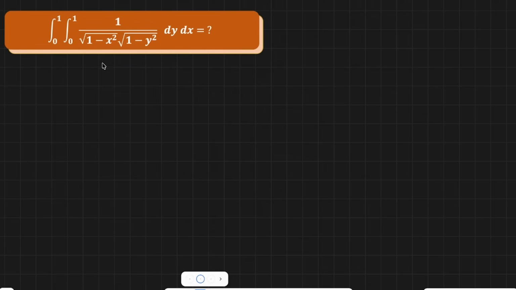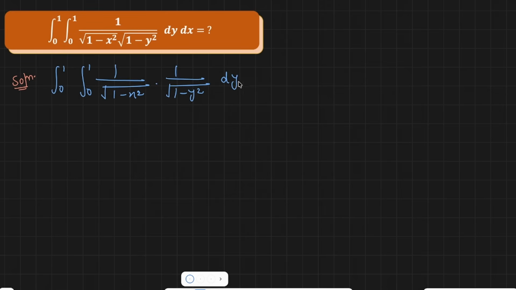Next question. This is the same kind of question, in which, see, it is looking like it is hard. Okay, so whenever you have such a question, you don't worry, just try to understand. There is a concept, just a slight silly concept. So what is that silly concept? The concept is simple, that is the constant limit 0 to 1, 0 to 1. I can write it as square root of 1 minus x square, into 1 upon root of 1 minus y square, dy dx. Now these both are separable.